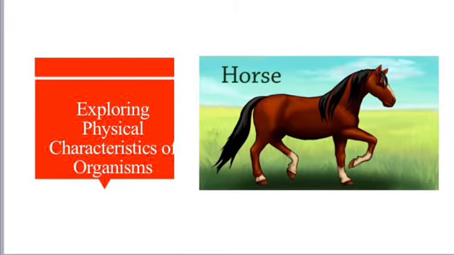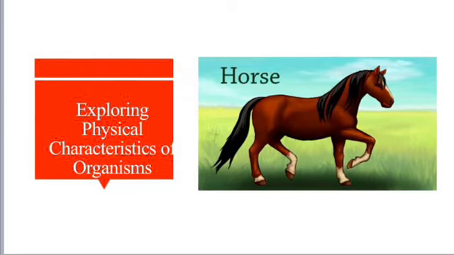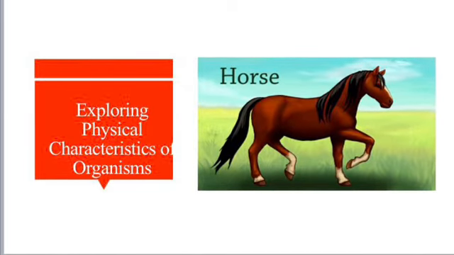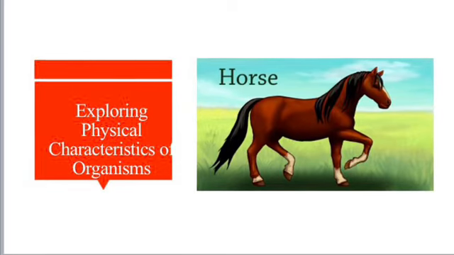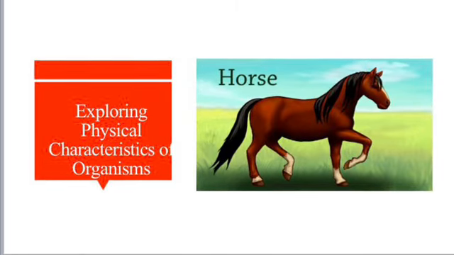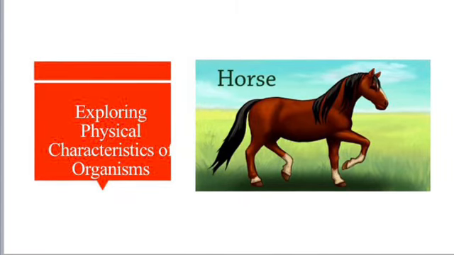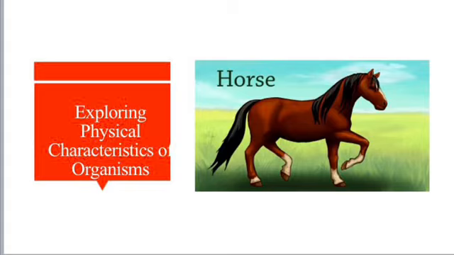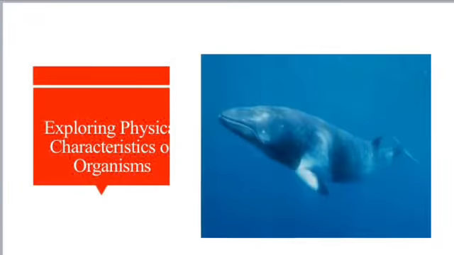If you look at the picture, you see a horse. The horse is in the prairie. Do you think a horse lives in the prairie, or does it live underwater? I think this picture shows us where the horse lives and where he mainly stays. If the horse lives in the prairie, that is his home, and the home is called a habitat. Next slide.